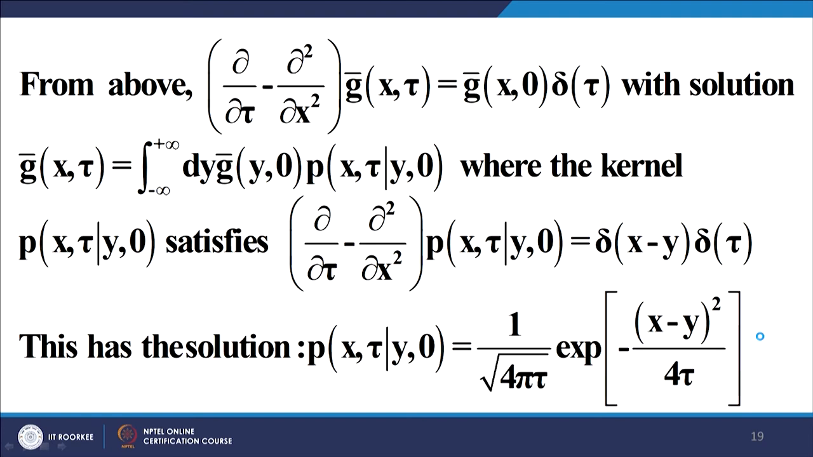This equation is the diffusion equation with the delta function on the right hand side. In other words, p represents the Green function for the diffusion equation, and therefore p can be written in the form of this expression given at the bottom of the slide.